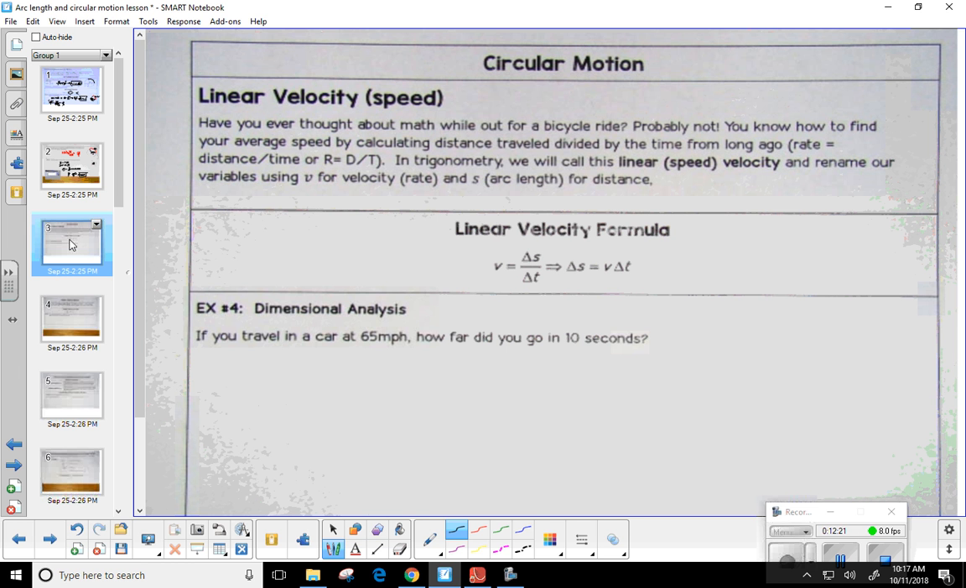My teacher, when she first introduced it to me, called it the DIRT formula. Did any of your teachers do that? Okay, some did, some may not have.